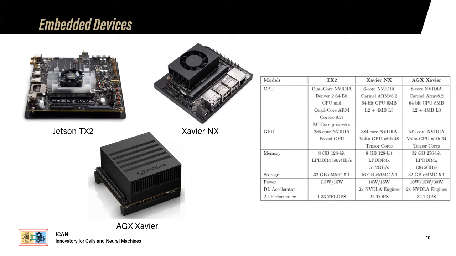Here are the embedded devices that we experiment with, which are Jetson TX2, Xavier NX, and AGX Xavier. 3 different devices with different computation powers are selected to observe contention and model performance under different conditions. The AGX Xavier is the most powerful board, and the Jetson TX2 board is the least powerful board.